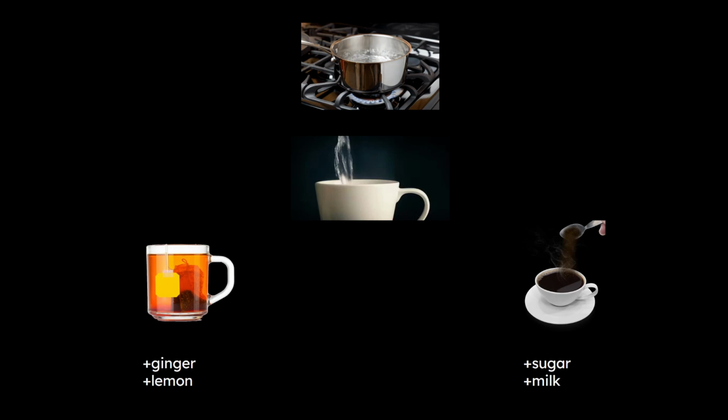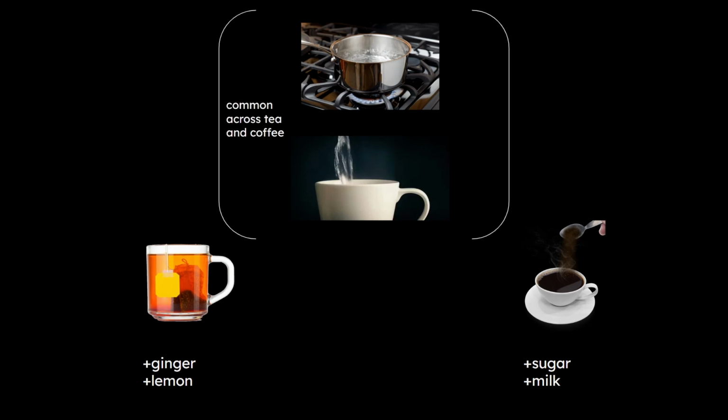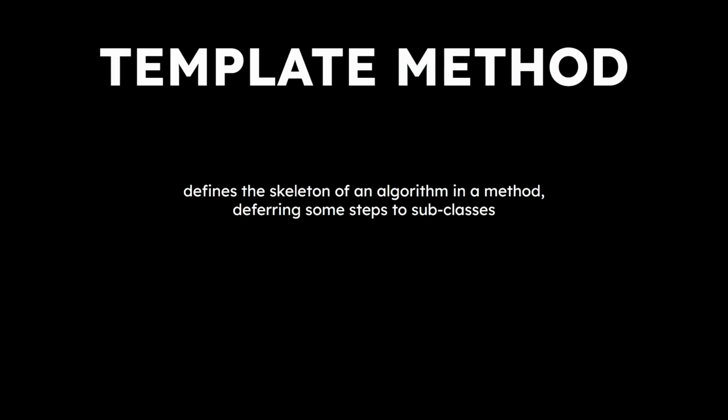In this algorithm, the first and second steps are common, but the last two steps are different. So it seems like we can add some sort of template to this method. Am I right? The template method pattern defines the skeleton of an algorithm in a method, deferring some steps to subclasses. It lets subclasses redefine certain steps for an algorithm without changing the algorithm's structure.